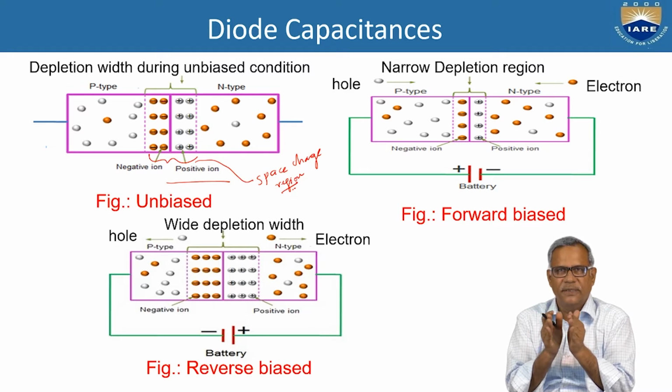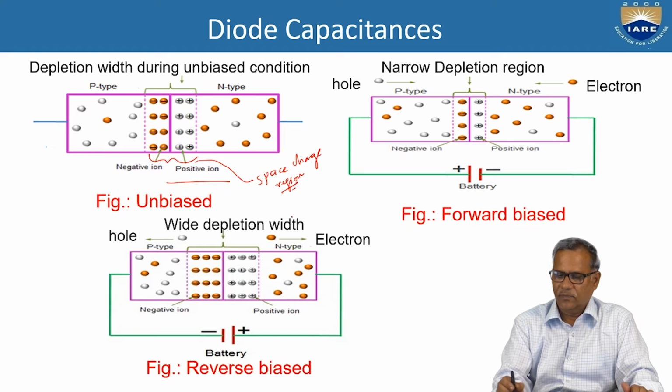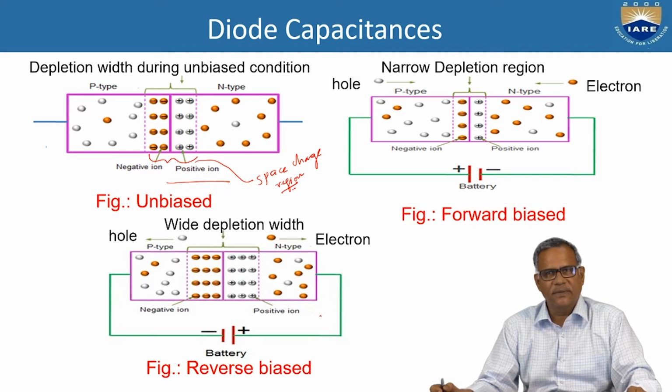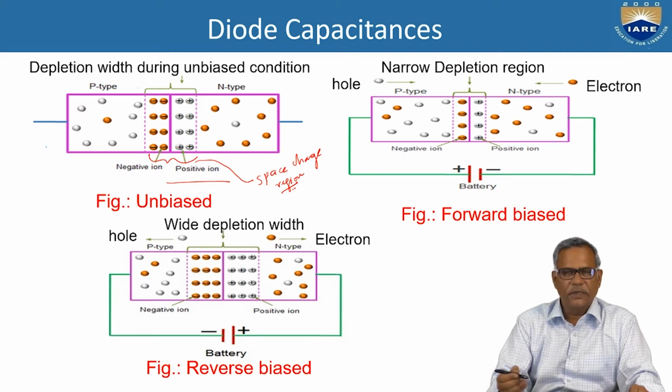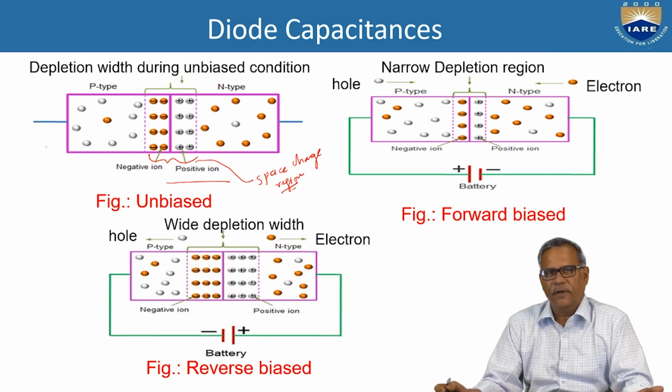The depletion region width gets reduced. And similarly, when the diode is reverse biased, the depletion region width increases. Exactly an opposite phenomenon takes place in reverse bias compared to forward bias.